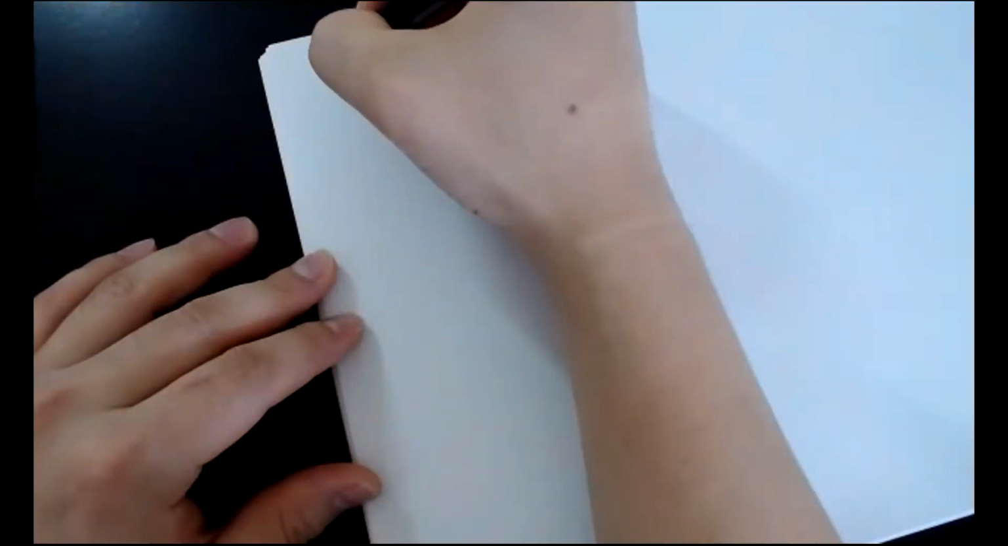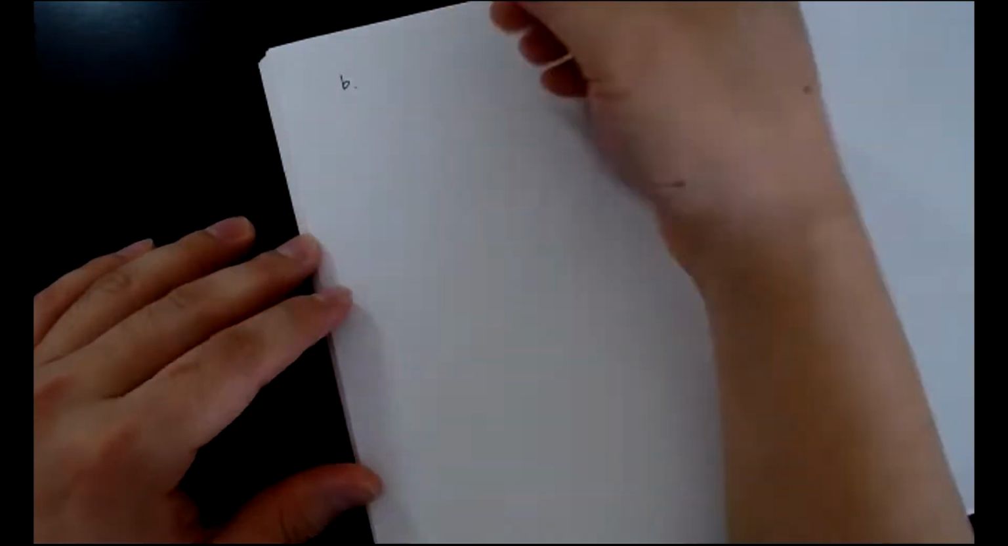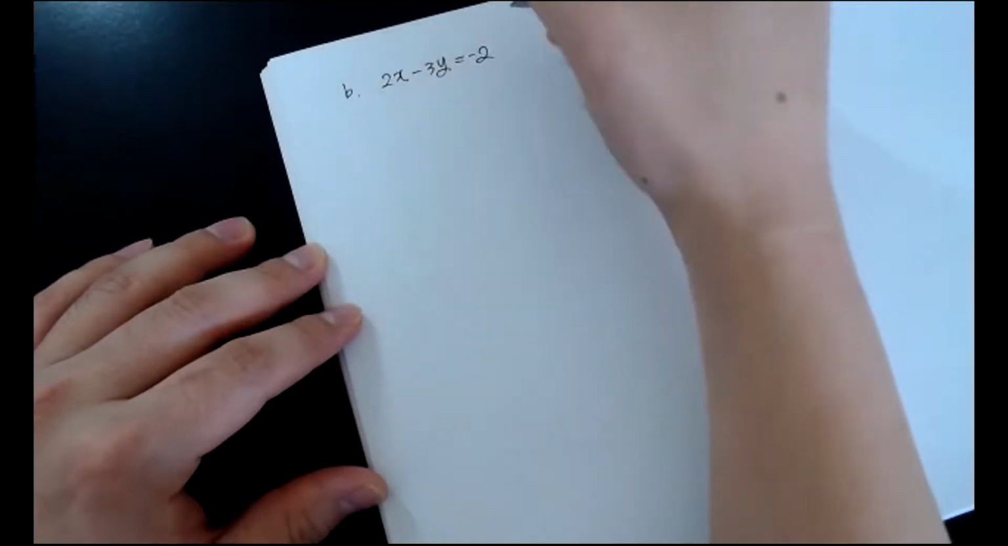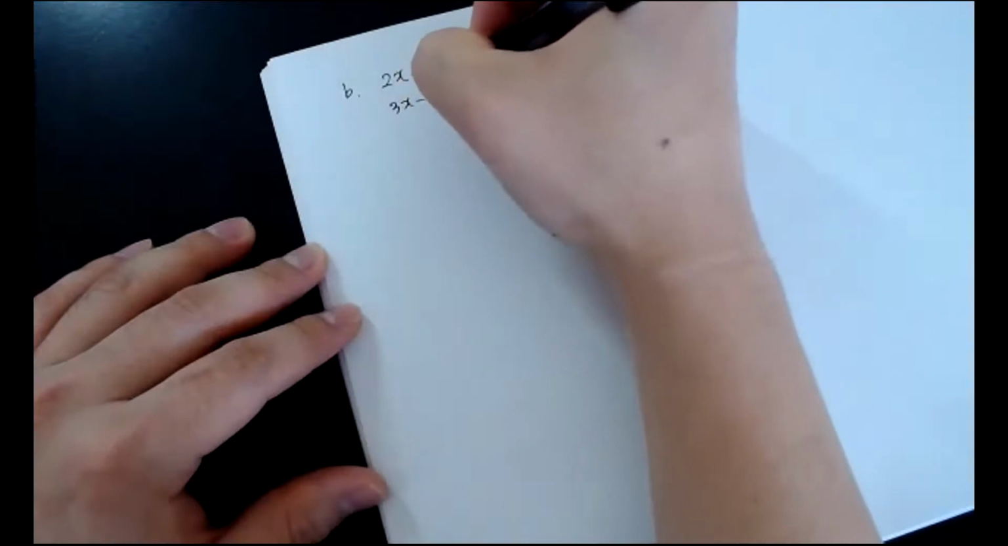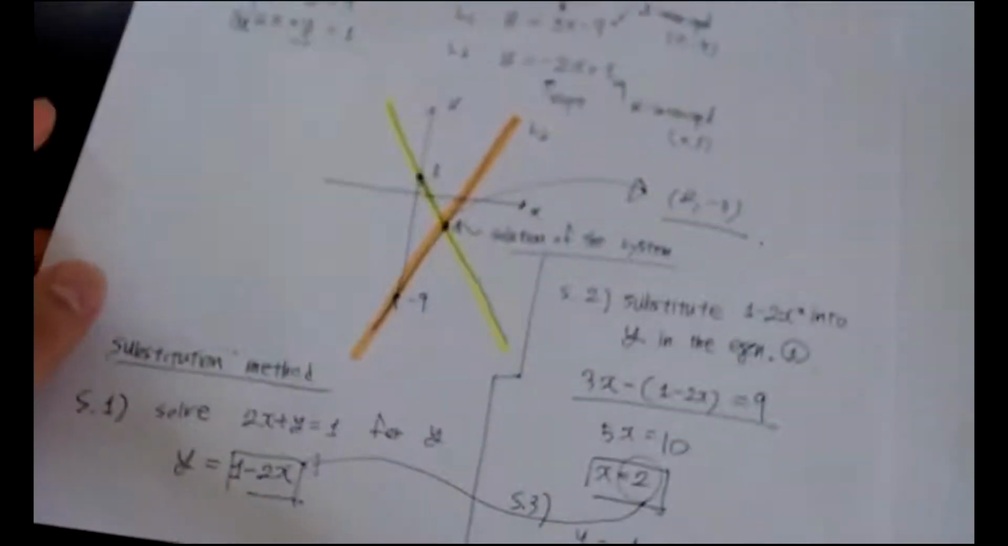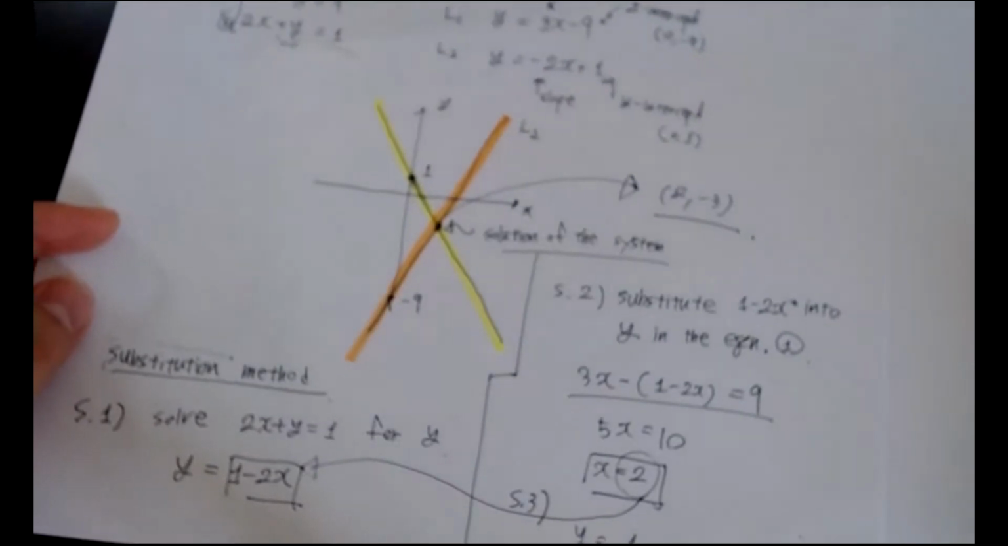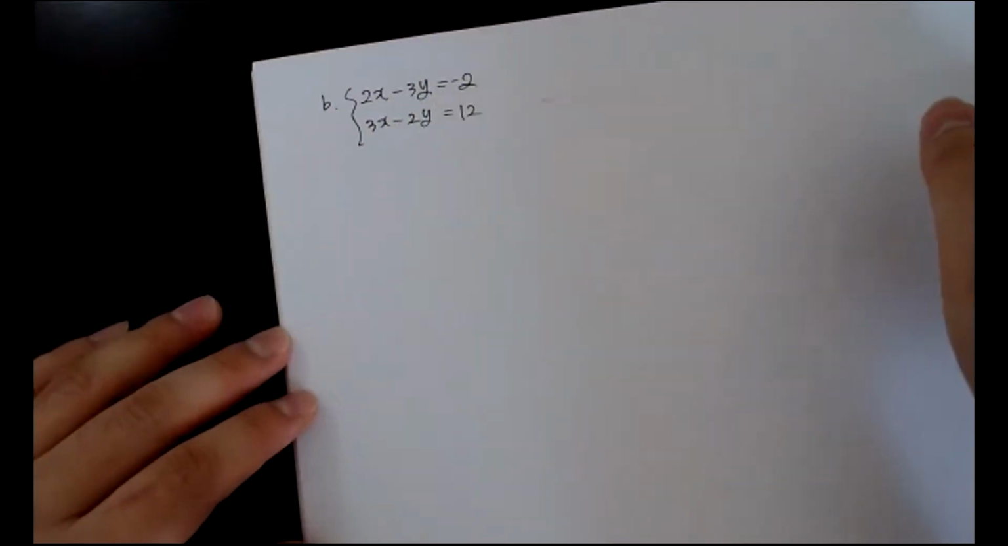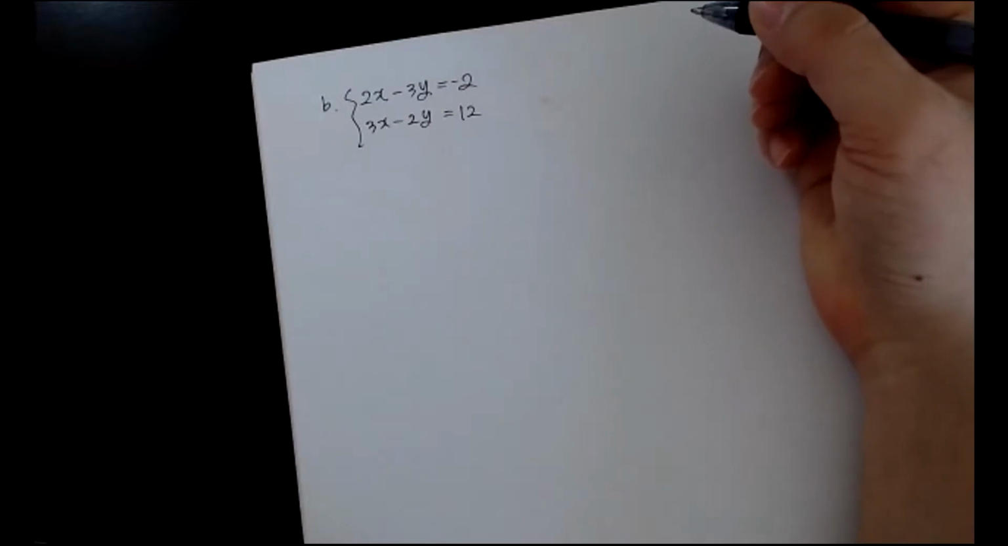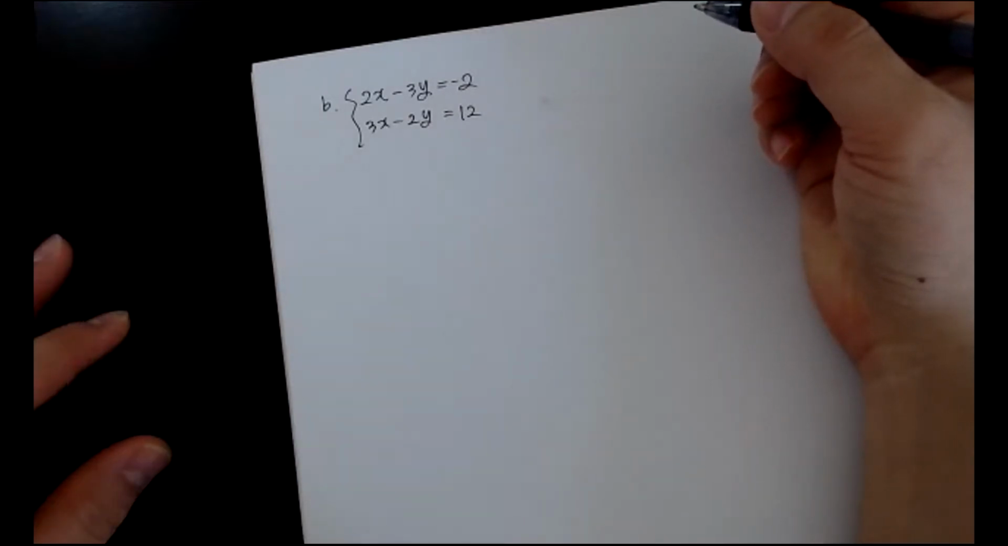So the next problem is example 4b. 2x minus 3y is equal to -2, and 3x minus 2y is equal to 12. Let me solve this using the addition method. Just give me a second. All right, so before doing that, let me figure out the graph of those two equations.